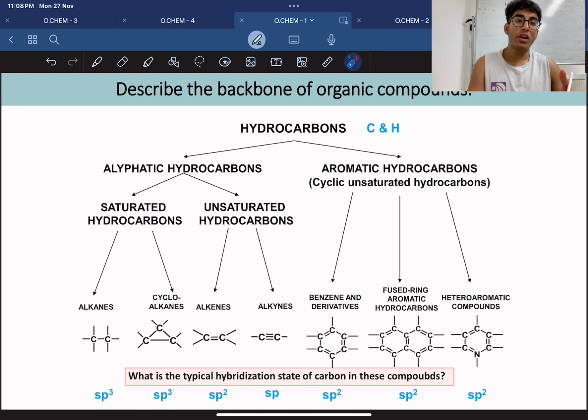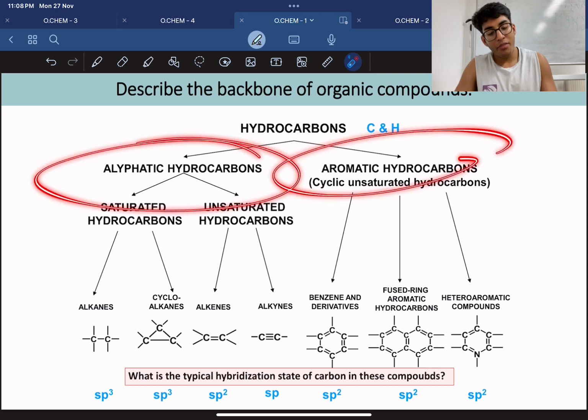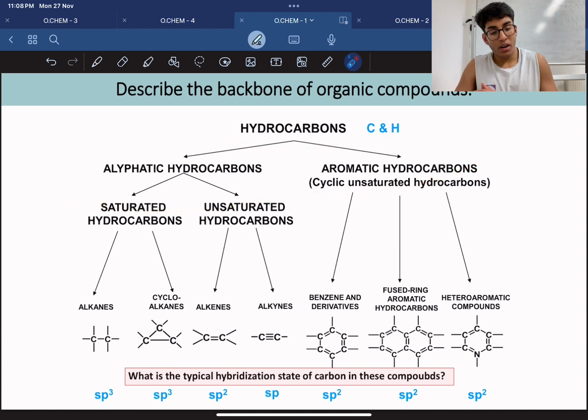Now, let's look at hydrocarbons. What's hydrocarbons? Pretty straightforward. Hydro is hydrogen, carbons is carbons. So a molecule which contains hydrogens and carbons only is a hydrocarbon. They have two groups, aliphatic and aromatic. Aromatic are made of cyclic unsaturated hydrocarbons.